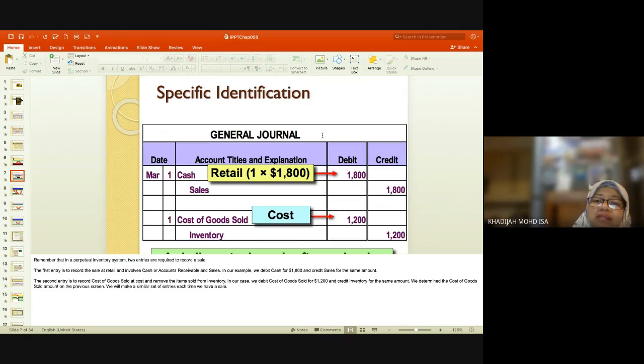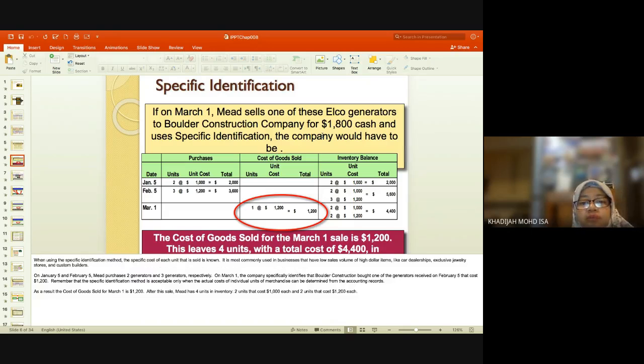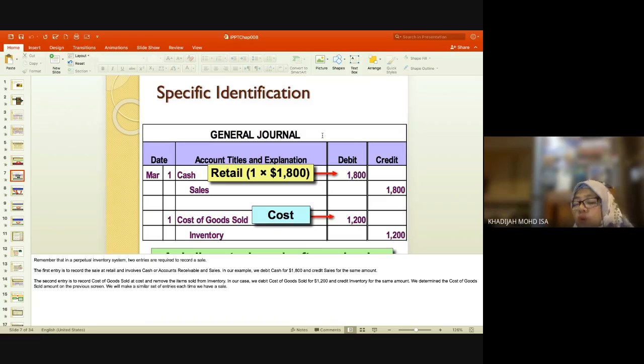Why do you debit your cash? Because the information provided is that they paid 1,800 cash. So you actually receive cash. That's why you debit your cash. Otherwise, you are going to debit your accounts receivable. Okay. So this one is specific identification.